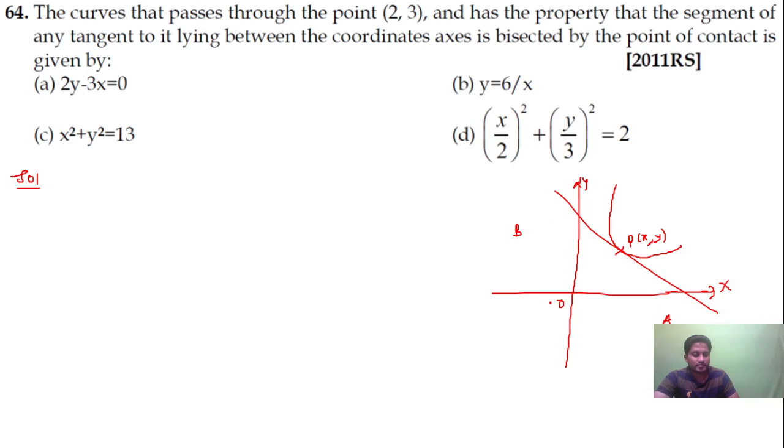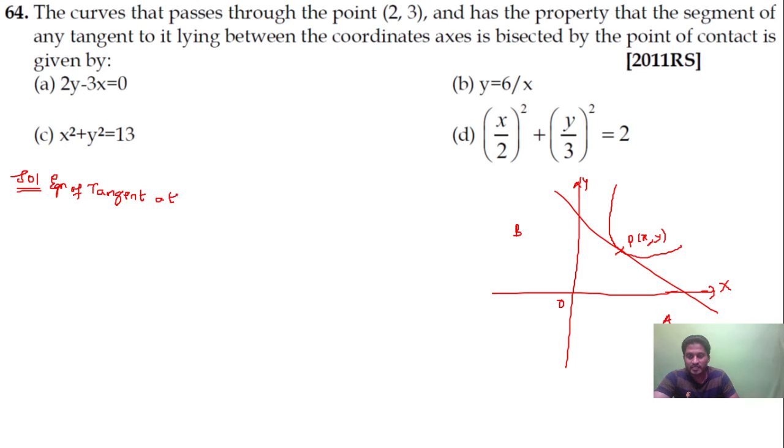Now let me first find out the equation of the tangent. Equation of tangent will be y. This is (x, y), which is (x1, y1). So the equation of the tangent will be, let me write here, equation of tangent at (x, y).